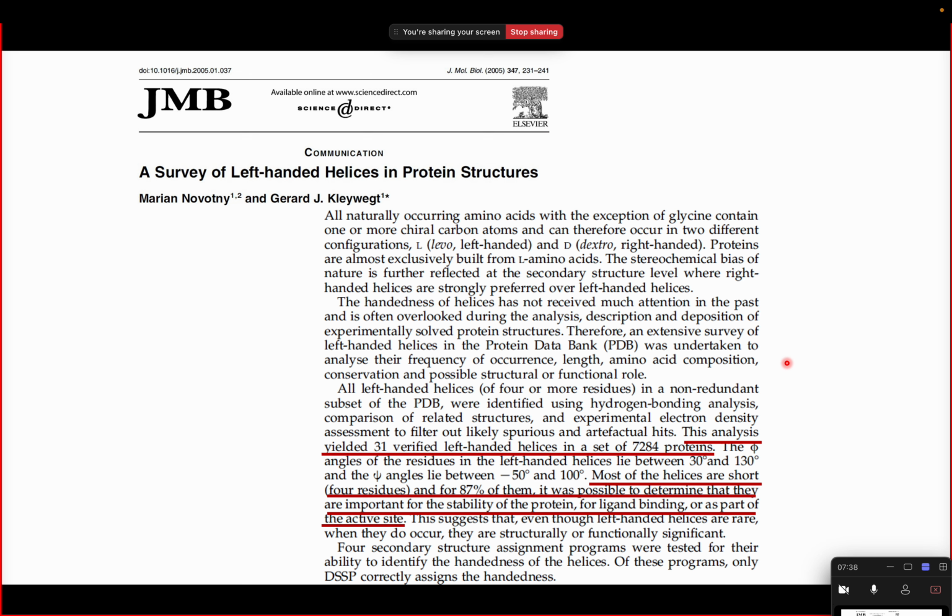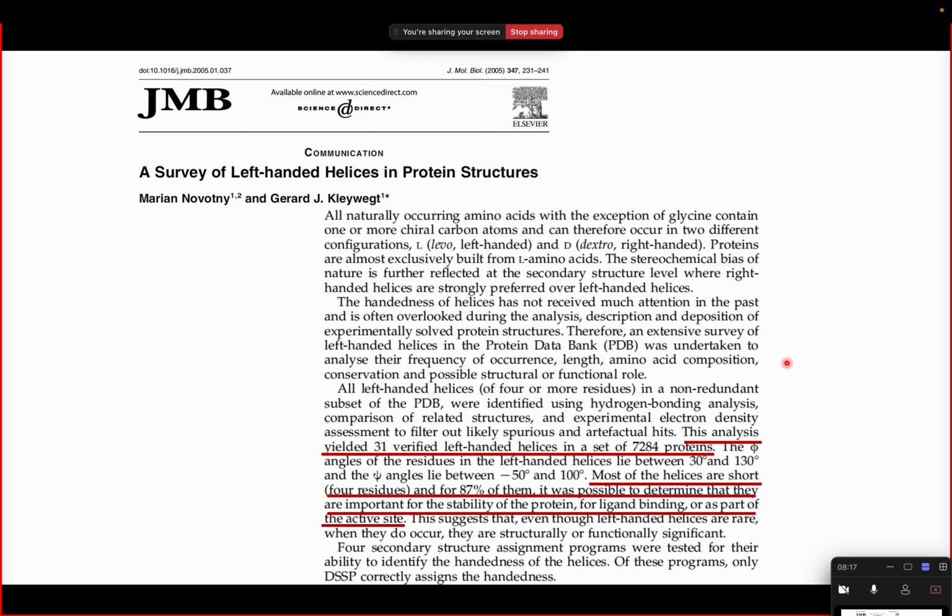The phi angles of the residues in the left-handed helices lie between 30 degrees and 130 degrees, and the psi angles lie between minus 50 degrees and 100 degrees. Most of the helices are short, 4 residues, and for 87% of them it was possible to determine that they are important for the stability of the protein, for ligand binding, or as part of the active site. This suggests that even though left-handed helices are rare, when they do occur, they are structurally or functionally significant.